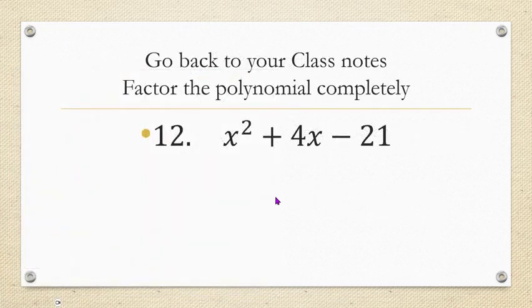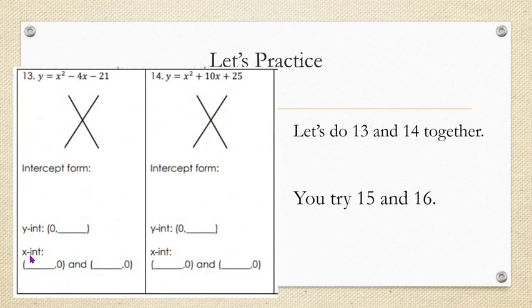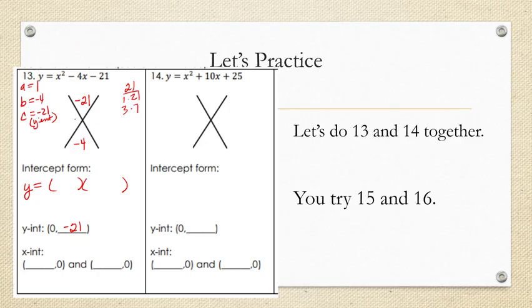And we need to go back. Sorry about that. We need a negative 21. Okay, 21. We've got 1 and 21. We've got 3 and 7. This one has to be a negative for it to work. So we have x plus 3 and x minus 7. So remember, this is x equals negative 3. This is going to be x is 7. You do the opposite. So negative 3 and 7.